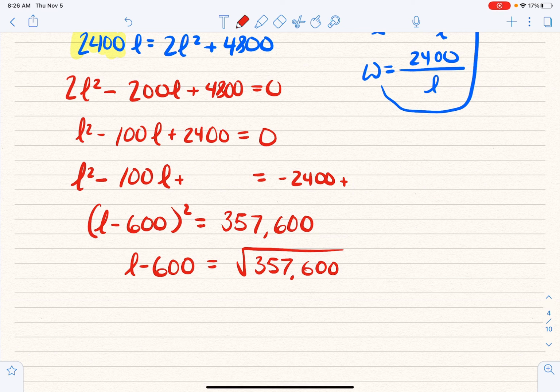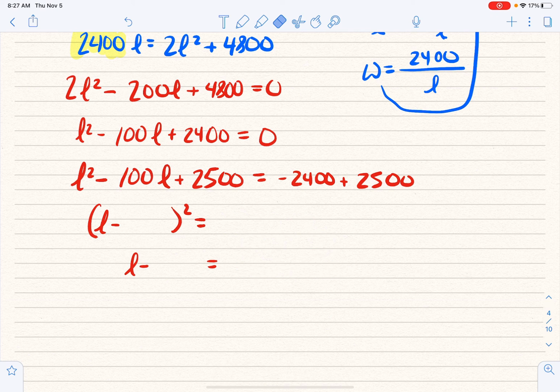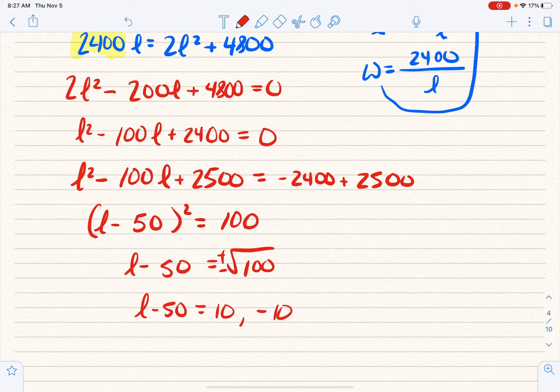Okay, so half of negative 100 is 50, square 50, and I get 2,500. So I'm going to add 2,500 to both sides. That makes way more sense. Let's keep erasing. All right, all of this has got to go. Okay, now, what do I have? I get L minus 50 quantity squared equals, now negative 2,400 plus 2,500 is 100. And I got to square root both sides. So I get L minus 50 is equal to the plus or minus square root of 100. And so therefore, L minus 50 is equal to 10, or L minus 50 is equal to negative 10. Now, you add 50 to both sides, and you get L is equal to 60 or 40.